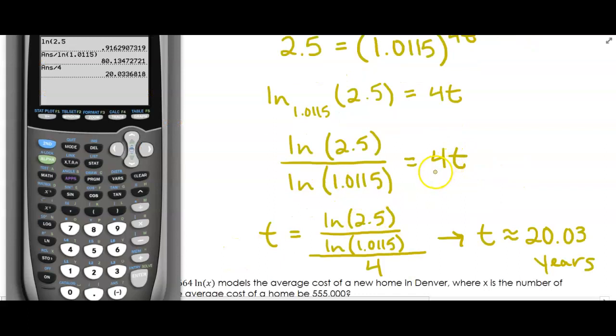In order to get t by itself, I needed to divide both sides by 4. And so I see that I have kind of this mega fraction. In my numerator, I have my natural log of 2.5 divided by my natural log of 1.0115. All of that divided by 4. You can see here on the left, I've already plugged all of that into my calculator, did it piece by piece. I suggest doing it in the same order that I did, and you end up getting a time of about 20.03 years for number 2.